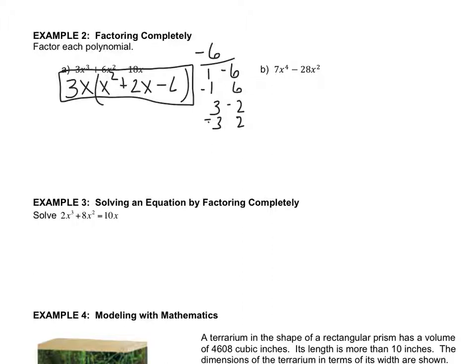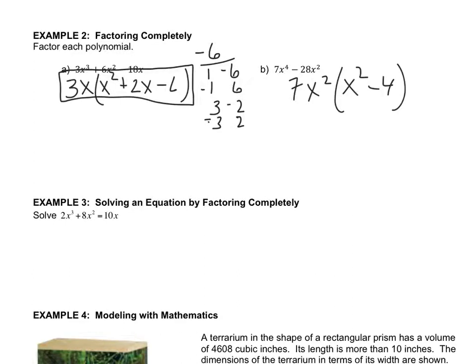On the next one, again, my very first thing should be to look for the GCF. Well, in this case, I see the GCF is 7. There's definitely 7 goes into 7 and 28, and x squared would be the highest of the powers that are in both. Once those come out, I would get x squared, and I would get minus 4.